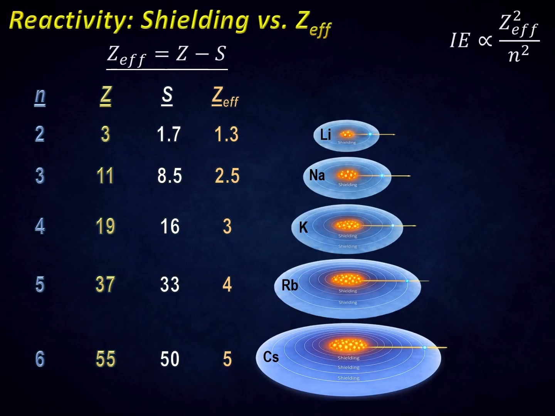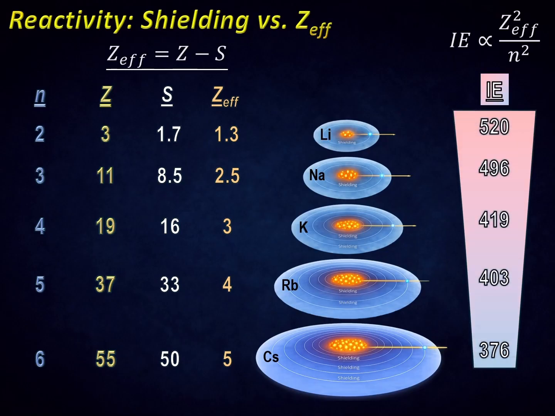Ionization energy, IE, is the amount of energy required to remove an electron from an atom or an ion. Ionization energy depends on two major factors: how strongly the nucleus pulls on the electron, which is determined by the effective nuclear charge, and how far away the electron is, given by the principal quantum number, n. As we go down the group, n increases from 2 to 6. And because the electron is farther away and heavily shielded, the ionization energy drops.